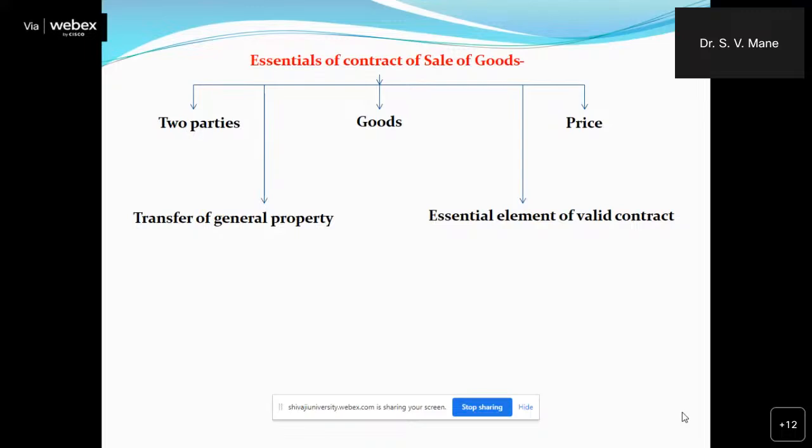So there are four elements: one is two parties, second is goods, third is a price, and fourth is a transfer of general property. And all the elements which make a contract of sale of goods valid come from the Contract Act 1872. So that is also one of the important factors used while making a contract under the Sale of Goods Act between one person and another person.